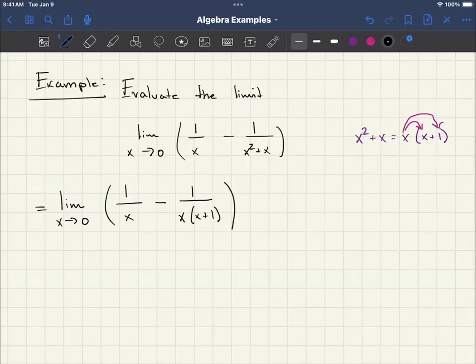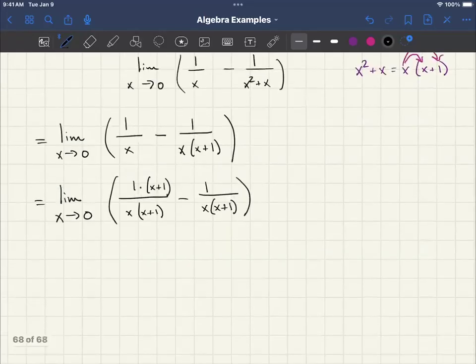Okay, so now we want to smush these two fractions together, which means we need a common denominator. And as you'll notice, by rewriting our second fraction, we can see exactly what we need to do. We need to multiply our first fraction by x plus 1. Now, if we multiply that on the denominator, we also have to multiply that on the numerator. We're going to leave the second fraction broken up like that.